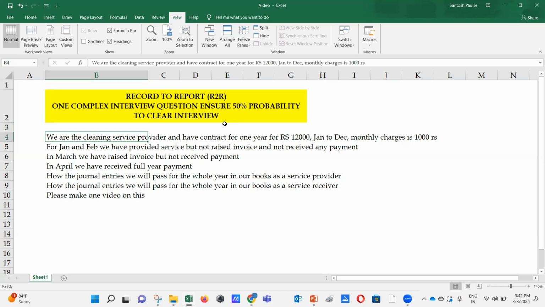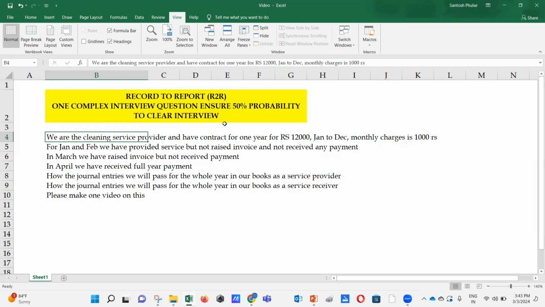So now coming back to the first point, before giving the answer for any such case study or complex interview question, it's better to go through the question once again. Try to split the question in multiple parts wherever the full stop is there and try to understand it. That's going to be helpful for you to put the journal entry or answer for that. So there should not be any hurry.